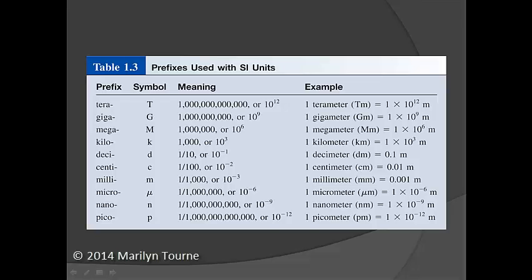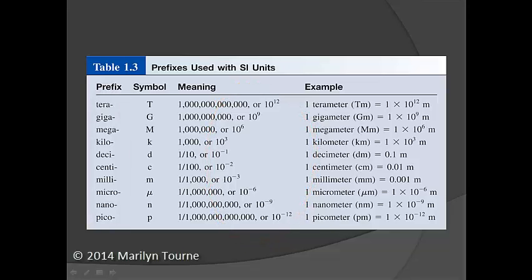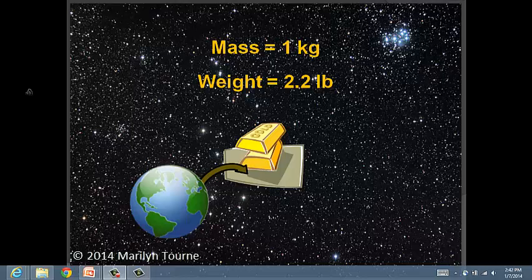So like I said, the important thing to remember is the prefix and the meaning as far as 10 to the 12th, 10 to the negative 9th, 10 to the negative 1. Those are the most important things that you need to know. And you will be using these in dimensional analysis.